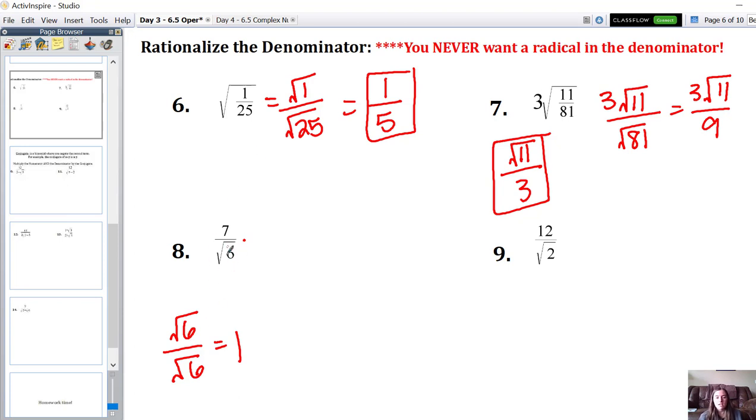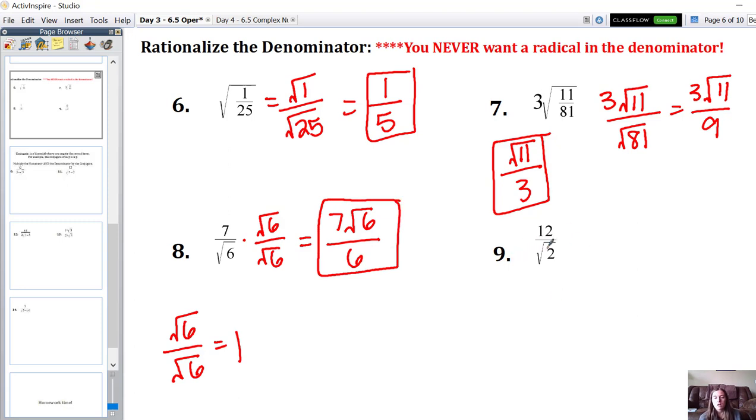So in this case, my fancy 1 is based on whatever that radical on the bottom is. So I'm going to multiply the top and bottom by root 6. And when we multiply fractions, we just multiply straight across. So now we have 7 root 6 in our numerator, and then root 6 times root 6 is just 6. And that's as simplified as that gets.